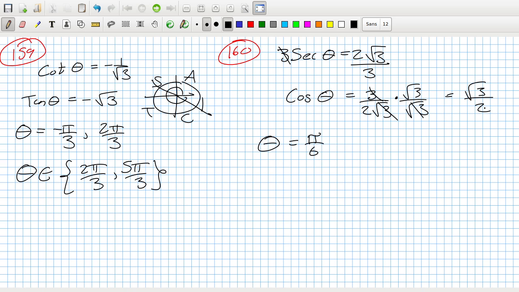Okay. But the next time now I'll get a positive cos will be down here. So if that's pi over 6, that's pi over 6. So 2 pi minus pi over 6, so 11 over 6 pi. So those are the two answers. I can check them. If you were to calculate cos pi over 6, you do get root 3 over 2. And 11 pi over 6, you do get root 3 over 2. So that's correct then. Okay, interesting one now with 161 and 162.